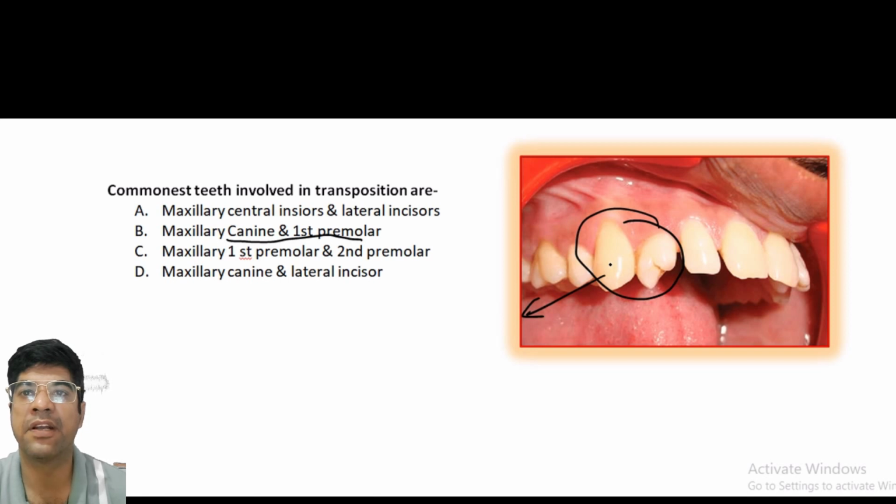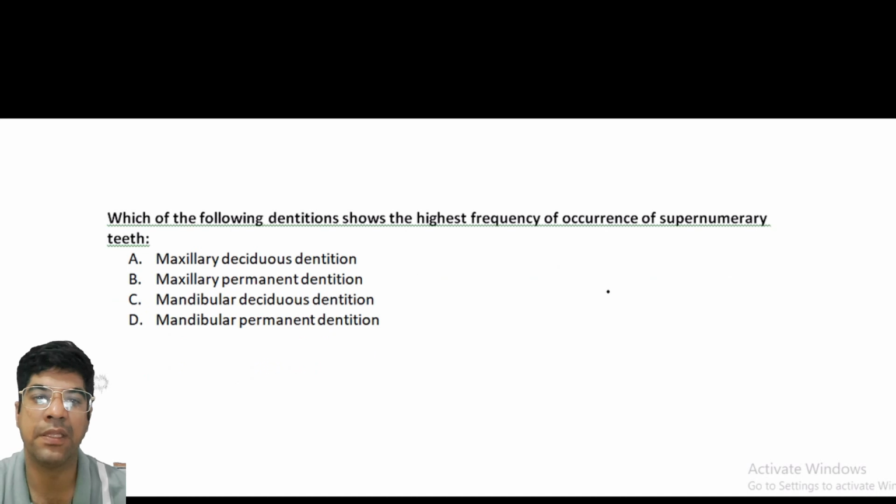So you can see transposition means change in the position. Canine should be here and premolar should be here, but in transposition there is a shift in the position.